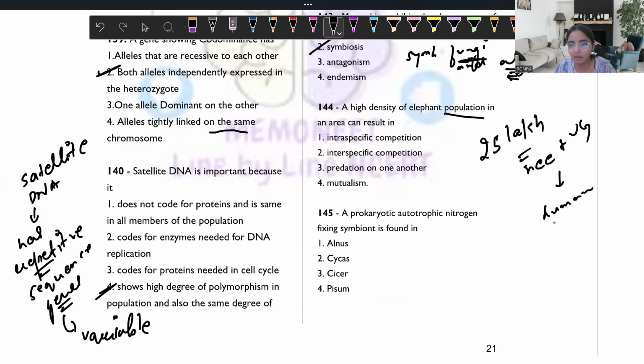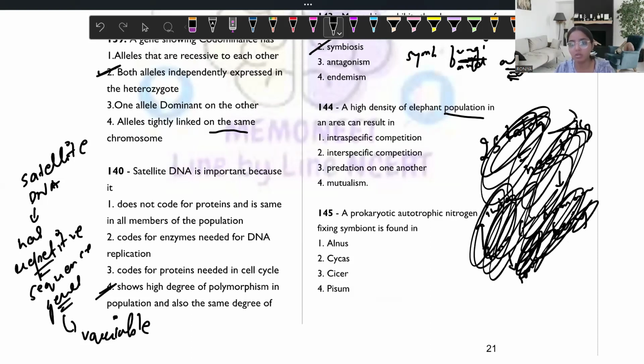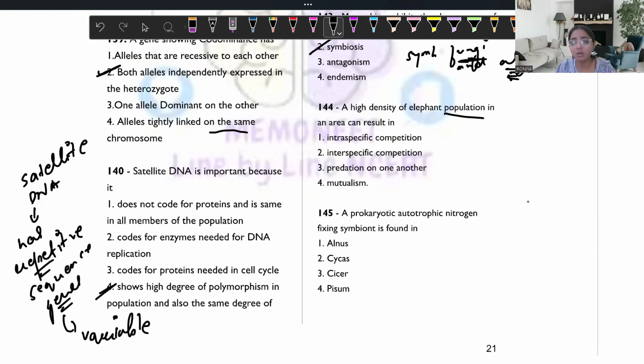Nobody is an elephant, right? All of us are human beings. So there's a competition between human beings, and all human beings are the same species. So this is known as intra-specific competition. What is intra-specific competition? Competition occurring among organisms of the same species. So if so many elephants are there in one population or in one area, then there will be competition between elephants, which will lead to intra-specific competition.